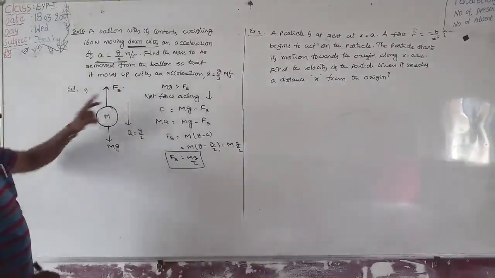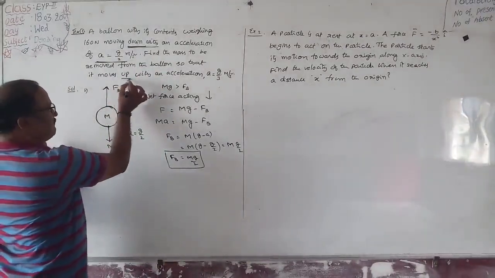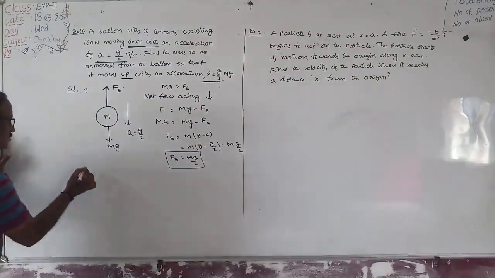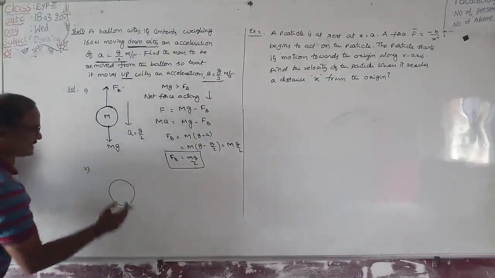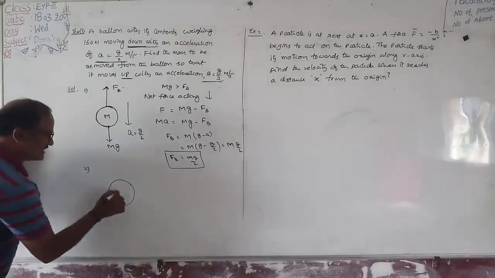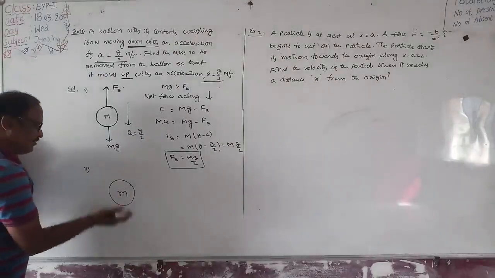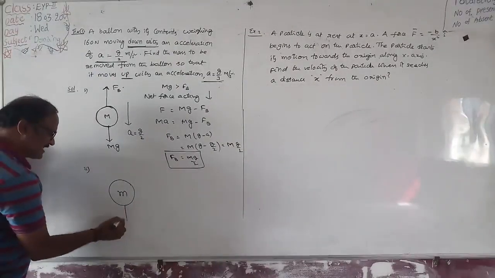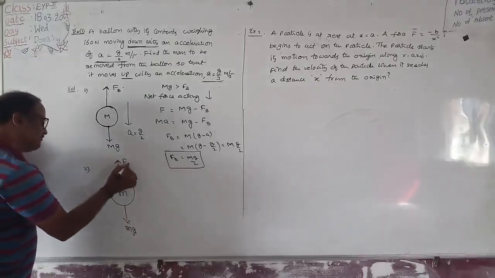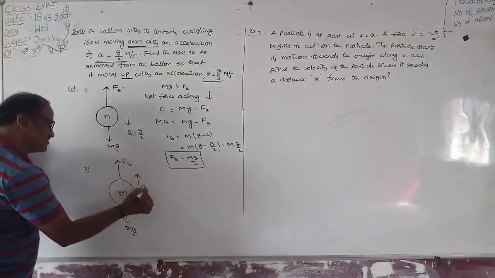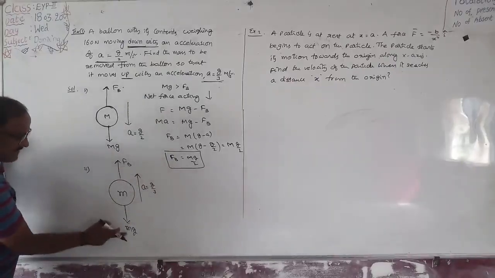And in the second situation, if some mass is removed from the balloon, it moves up with an acceleration a equal to g by 2. So in the second case, it is a balloon. Some mass is removed such that the mass of the balloon and its contents remaining is, suppose, small m. As the balloon is moving upward, the weight of the balloon, mg, is acting downwards, and the force of buoyancy is always acting upward, Fb. Again, as the balloon is moving upwards, a is also equivalent to g by 3. Obviously, Fb is greater than mg.